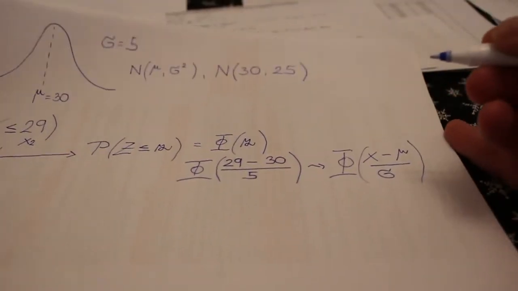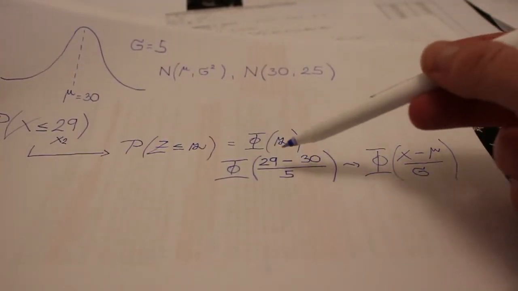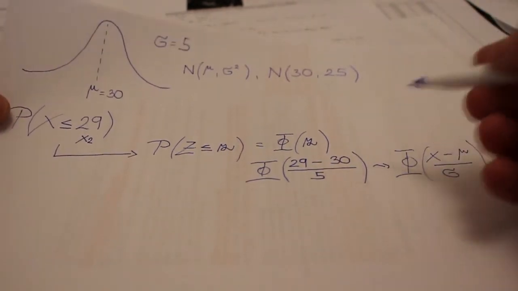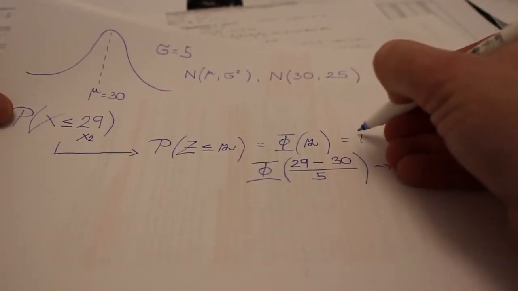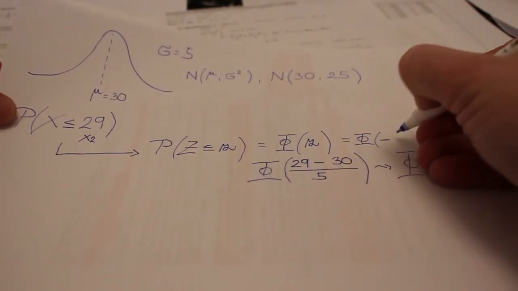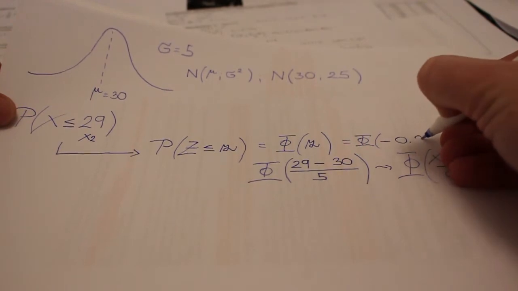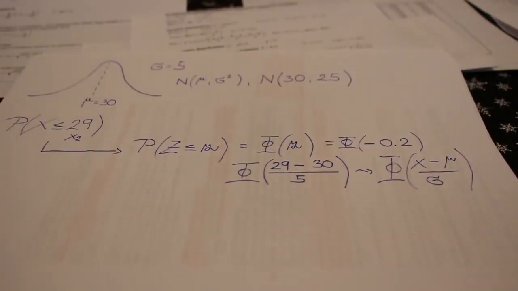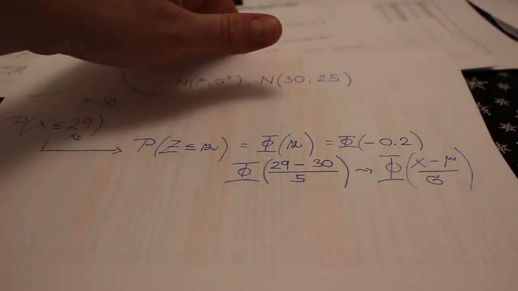Okay, so I will solve this. Minus 1 is the numerator, 5 is the denominator. So we must find distribution function phi in point minus 0.2. Yes, minus 0.2. Okay, and now you will need the tables.